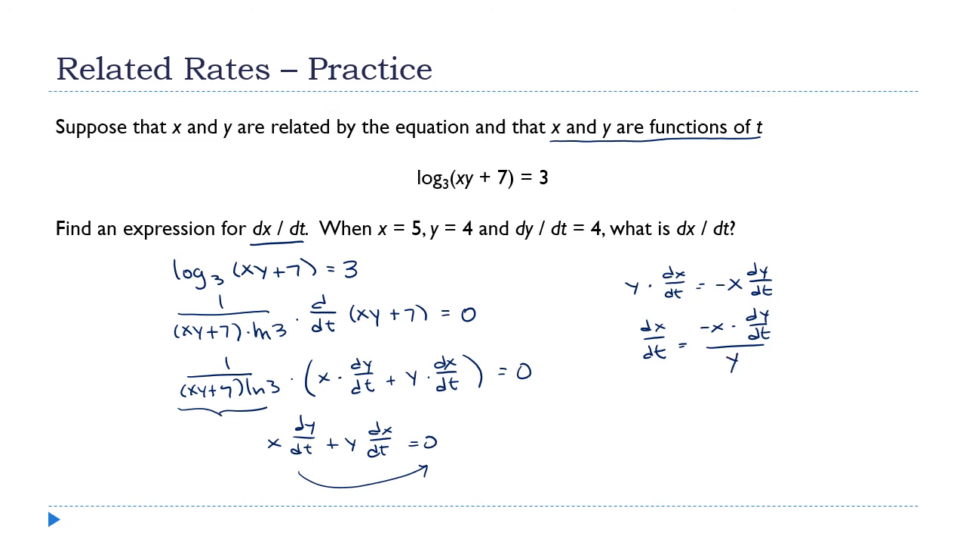Now I can answer the second part of the question, and I'm just going to substitute these numbers in. In that situation, at that particular moment, dx/dt equals minus 5 times dy/dt, that's 4, divided by 4, which is minus 5. And that's it. So at that particular moment in time, that is how fast the x variable is increasing.